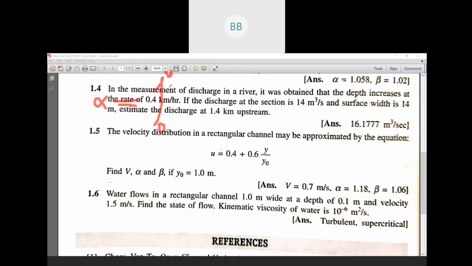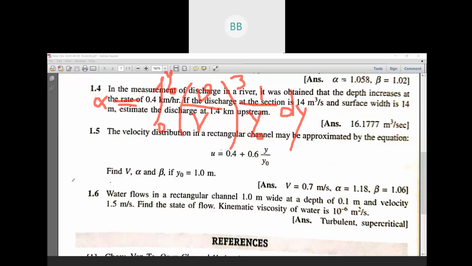Integration from 0 to y naught, then small v divided by capital V whole cube, 1 by y naught dy. So here for capital V we have already calculated, that is 0.7. For small v we are going to substitute this expression, 0.4 plus 0.6 y by y naught. Okay, then we have whole cube.